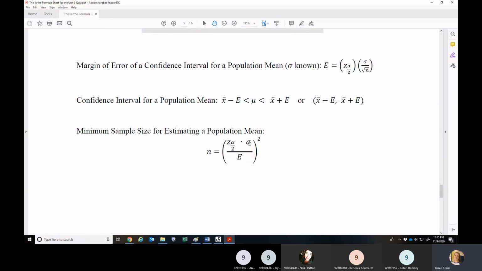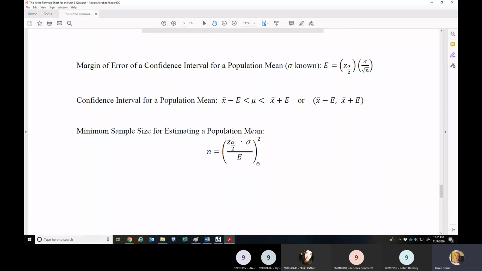So you have that critical Z value times sigma over the, what is that called? Shoot, I'm drawing a blank right now. It's on the tip of my tongue. It's the margin of error. There it is. Divided by the margin of error, all squared.